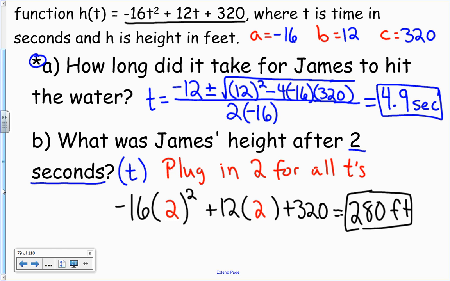Okay, so these first 2 questions really have nothing to do with vertex form. The first one lets you take that standard form and solve it because it wants to know where it hits the ground. Remember, solutions to quadratics are x-intercepts. And where he hits the water would be an x-intercept at 4.9 seconds. The second one wants to know how high he is after 2 seconds. So take that 2, plug it in for t, you'll figure out his height.